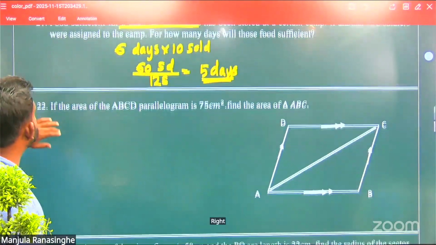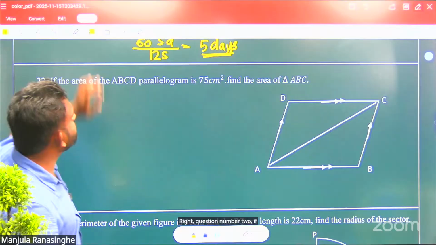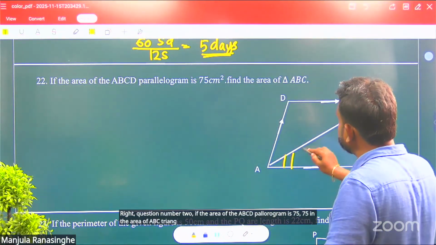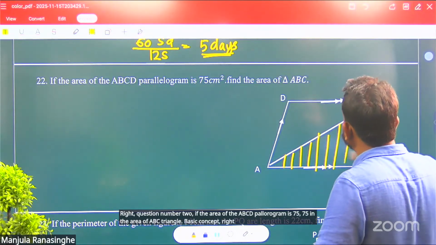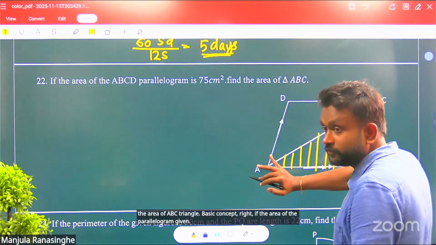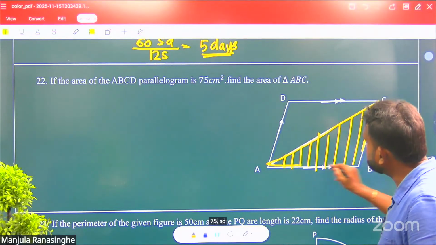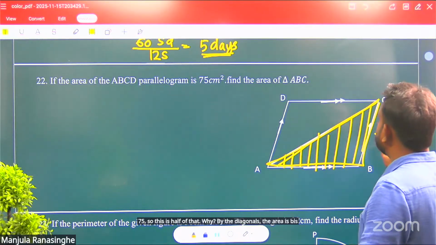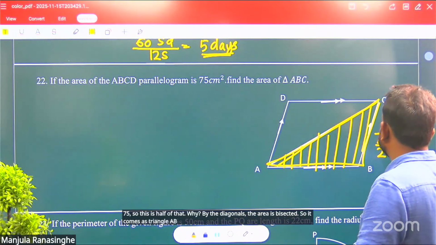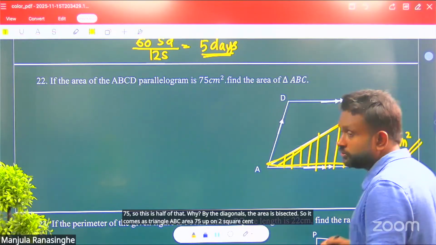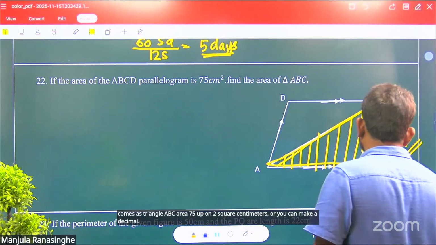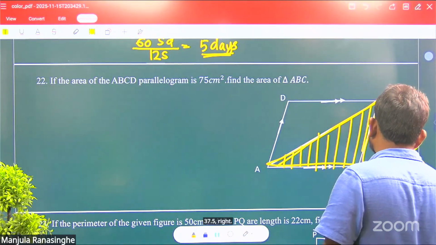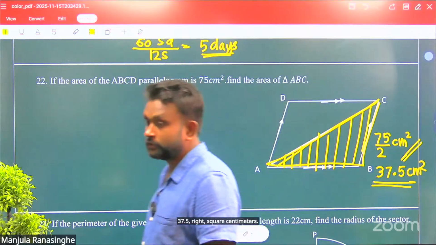Question number 22. If the area of the parallelogram ABCD is 75 square centimeters, find the area of triangle ABC. Basic concept, right? If the area of the parallelogram is given as 75, this is half of that. Why? Because the diagonal bisects the area. So the area of triangle ABC comes as 75 upon 2 square centimeters, or you can write it as a decimal, 37.5 square centimeters.